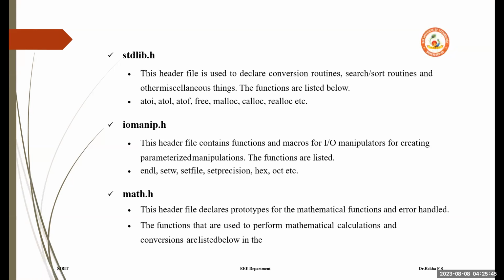Next comes iomanip.h. This header file contains functions and macros for IO manipulators for creating parameterized manipulations. The functions are endl, setw, setfill, setprecision, hex, oct, etc.